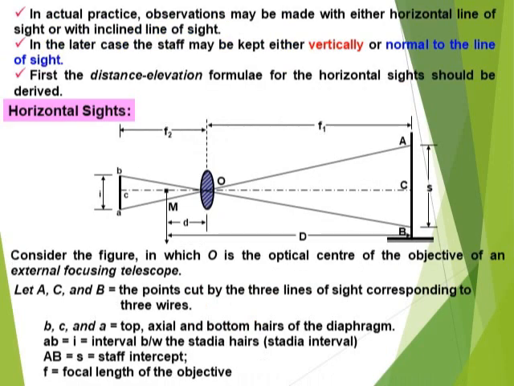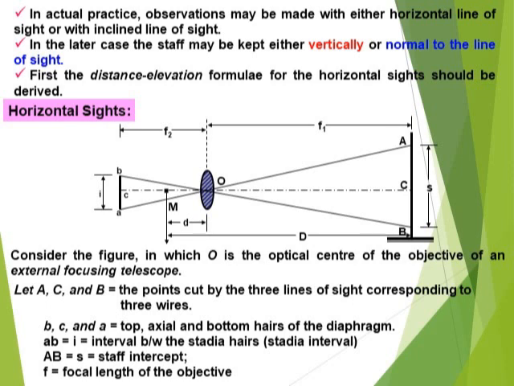In actual practice, observations may be made with either a horizontal line of sight or with an inclined line of sight. In the latter case, the staff may be kept either vertically or normal to the line of sight. First, the distance and elevation formula for the horizontal sight should be derived.